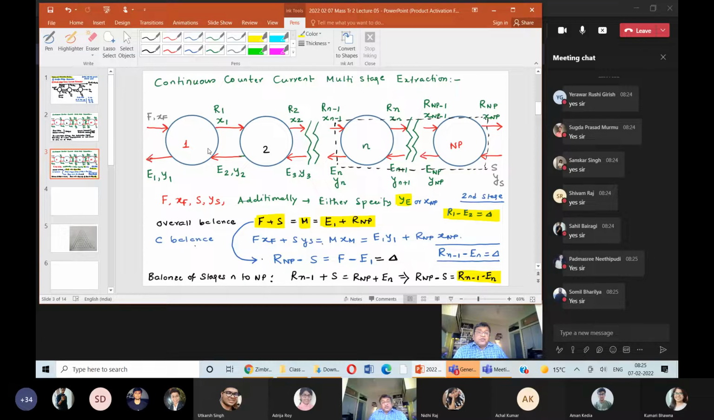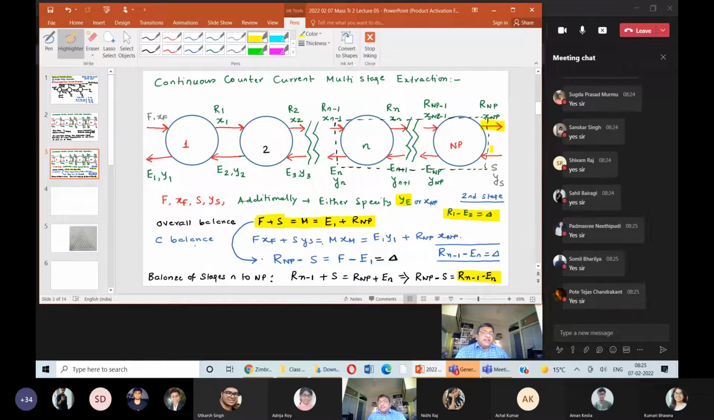Okay, so let me repeat once more. This balance everybody understands, there should not be any problem. This balance we are now writing in a specific form. And what is that form? It's R_NP minus S. What exactly is R_NP minus S?